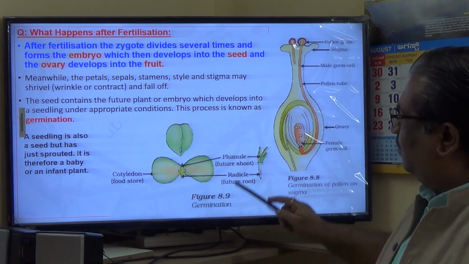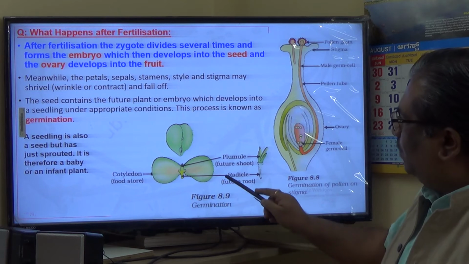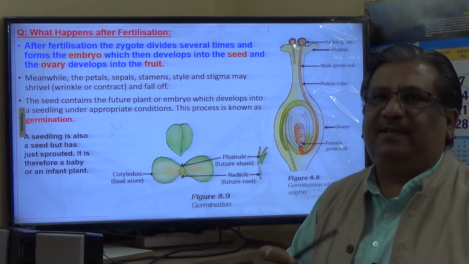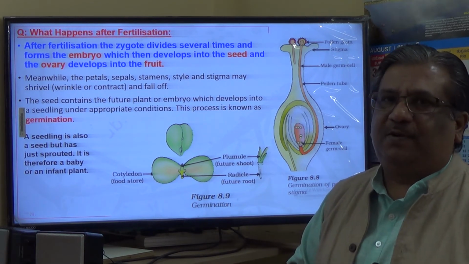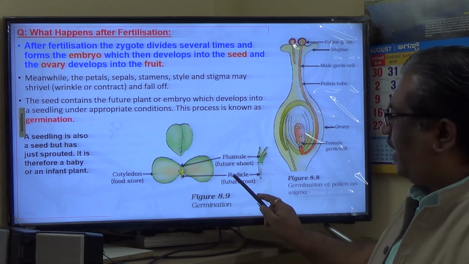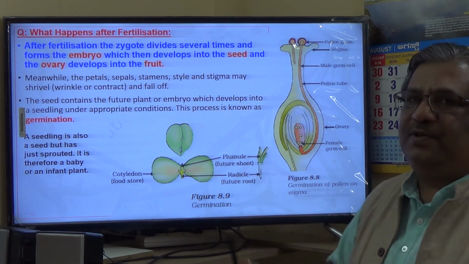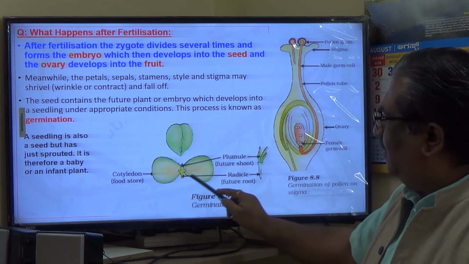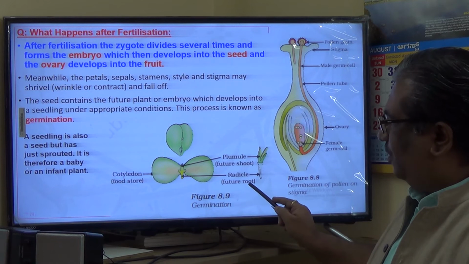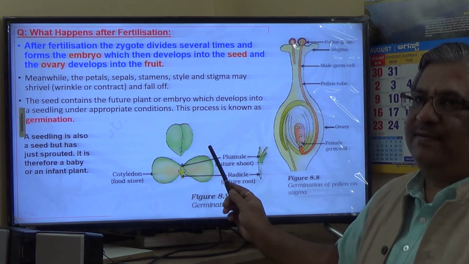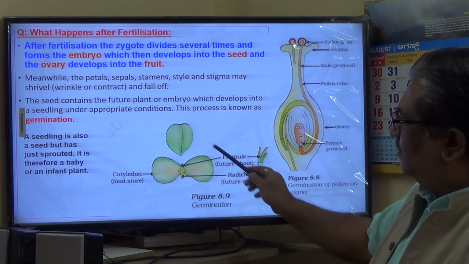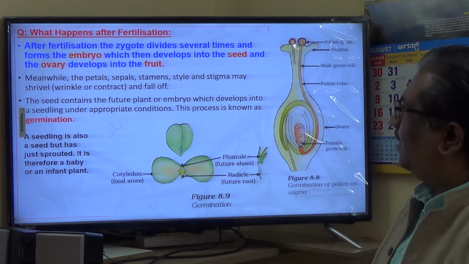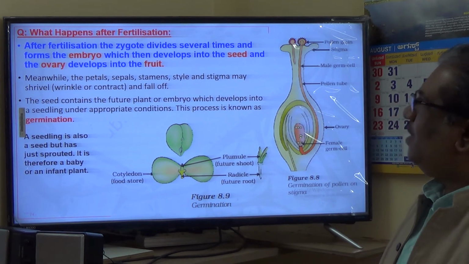So, one important thing to remember: how to remember whether plumule and radicle are future shoots or future roots. R for radicle, R for future root. Simple. And therefore radicle is referred to as the future root, and plumule is referred to as the future shoot. So this is how a small diagram is given in your textbook.